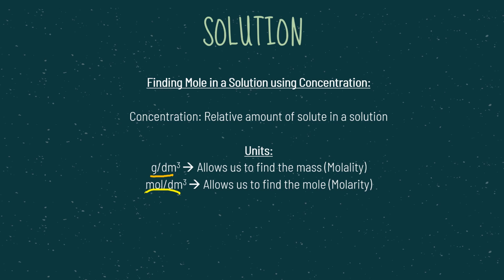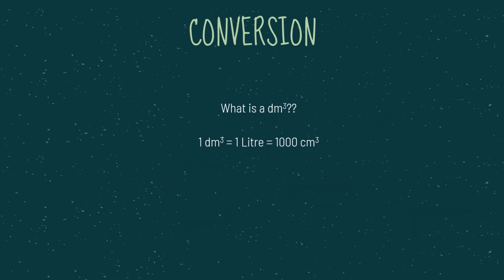You may be thinking, what is a dm cube? A dm cube is a unit that represents 1 liter. So 1 dm cube is equal to 1 liter, which is equal to 1000 cm cube. 1 dm cube is also equal to 1000 milliliters. This is the conversion rate from dm cube to cm cube, or from dm cube to milliliters. And you will see why we need to know this later.